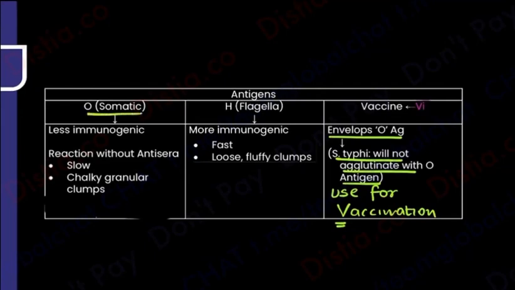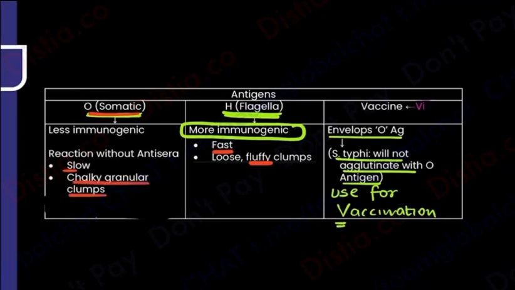So now what are the O and the H antigens? O is somatic, which is in the cell wall. H is flagellar, which is more immunogenic. Which is more immunogenic is going to be H antigen. Very, very immunogenic. It shows a very, very fast reaction. This means that if you will add any antibody, because this is more immunogenic, this shows you a very, very fast reaction and it shows you very fluffy, loose clumps. Whereas somatic, S for slow, it's going to be a very slow reaction and it shows you chalky granular clumps.